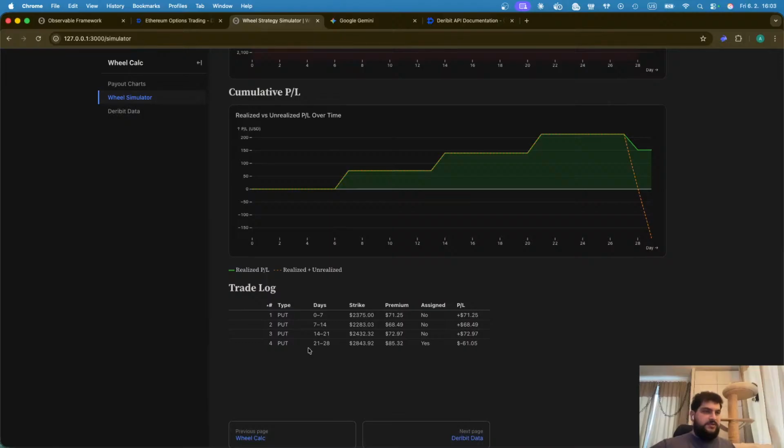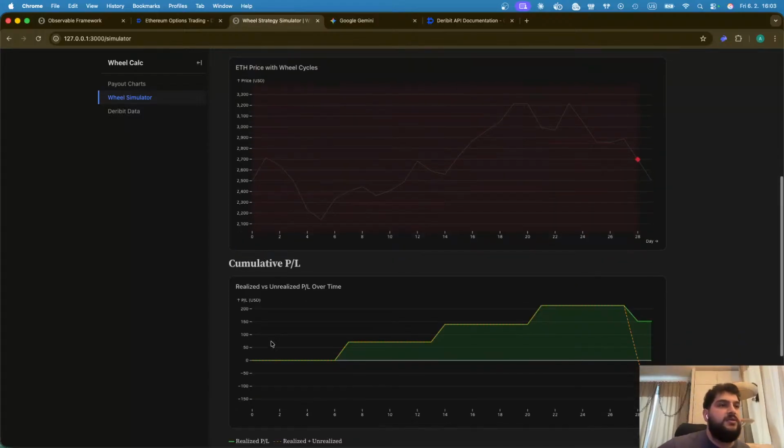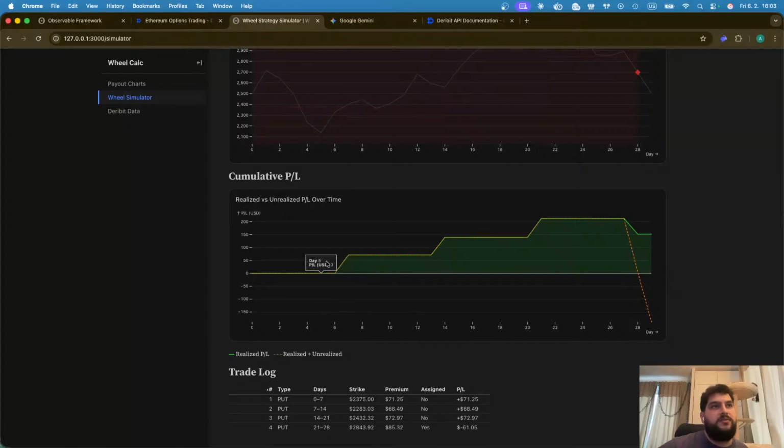So what's up here? 30 days. There are 4 periods here, and the first period was from day 0 to 7. Strike 2,375. Premium 71. Assigned no. PNL $71. So let's see what this means. I don't understand yet. Here we can see the 1, 2, 3, 4 periods, right?